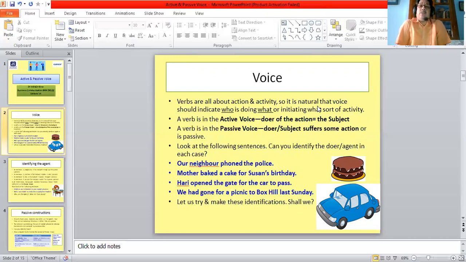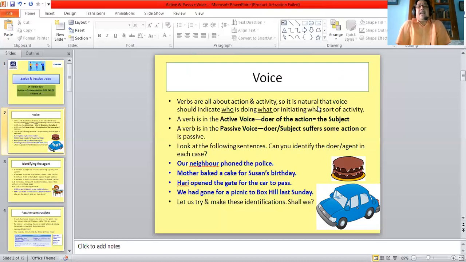To begin with, of course, voice is an aspect of verbs. And you all know that verbs are about action and activity. They indicate that action of some kind is taking place. So it is very natural that voice should indicate who is doing what or initiating what sort or kind of activity.